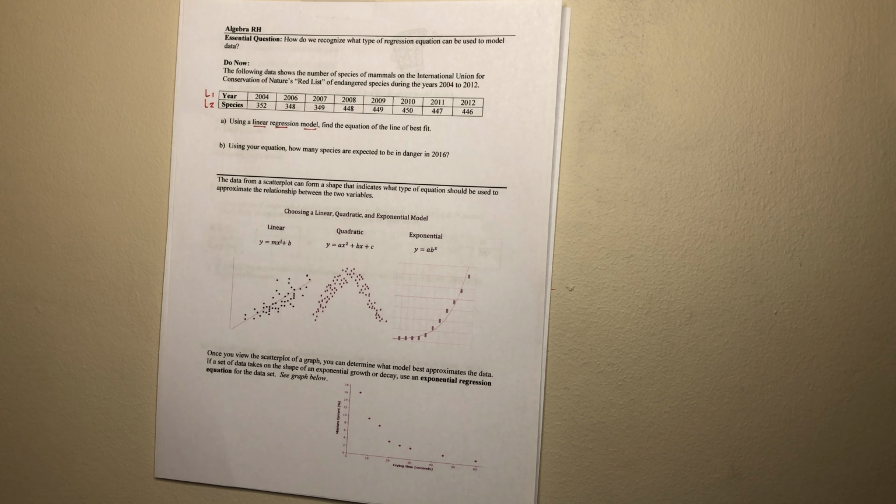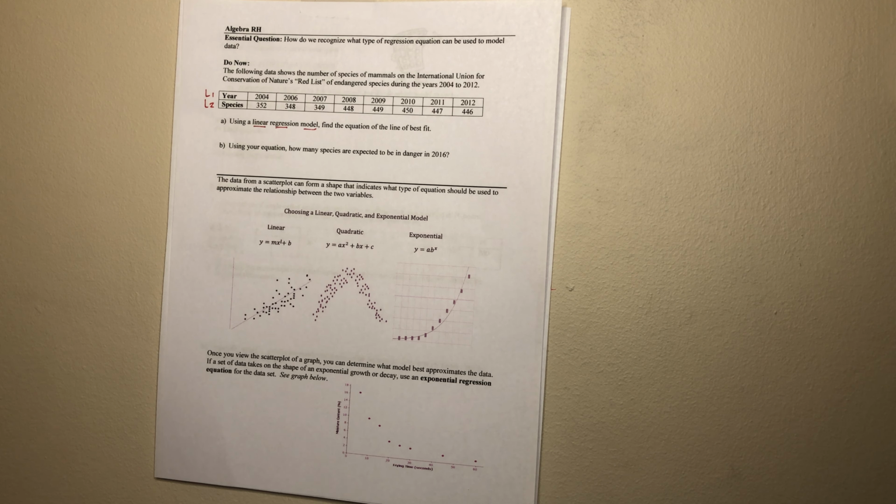All right, the data from the scatter plot can be a shape that indicates what type of equation should be used. Now, if the data looks like a line, it has an exponent of 1, we are going to use linear regression. If it has a parabola shape, we are going to use a quadratic regression. And if the scatter plot looks like it's growing or even decaying, we are going to use exponential regression. So once you view the scatter plot of a graph, you can determine what model best approximates the data.